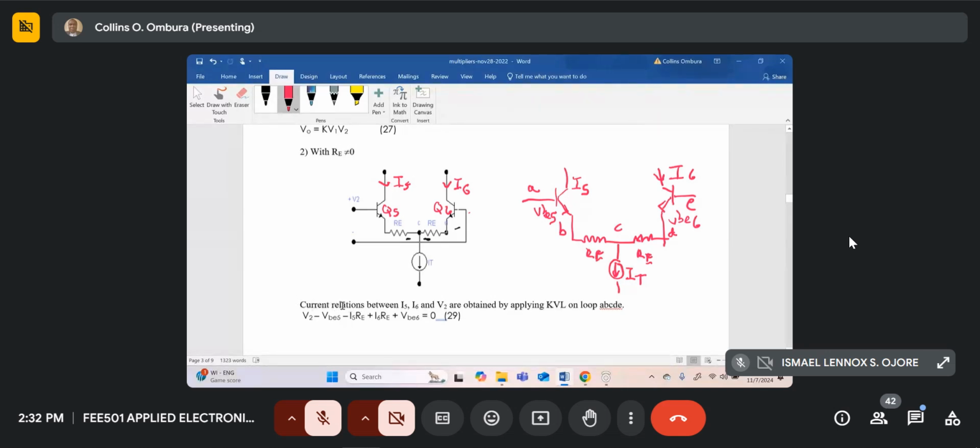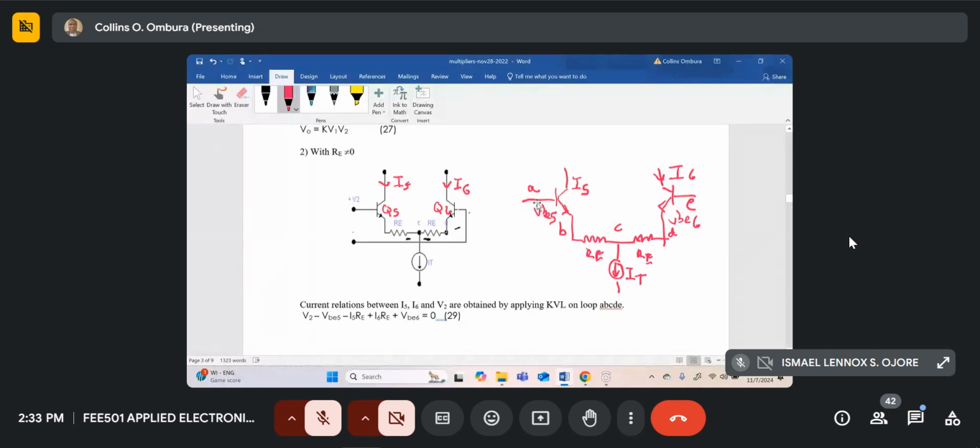So I've said here, the current relation between I5 and I6 and V2 are obtained by applying a KVL to the loop A, B, C, D, E. So I've just redrawn it over here, so the diagram is not messy. I've drawn another diagram just next to it. So A is the base of the Q5, B is the emitter, then C is this midpoint of the two resistances, D is the end of this resistance, RE, and E is the base of Q6.